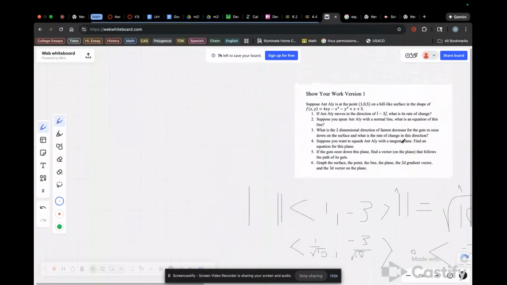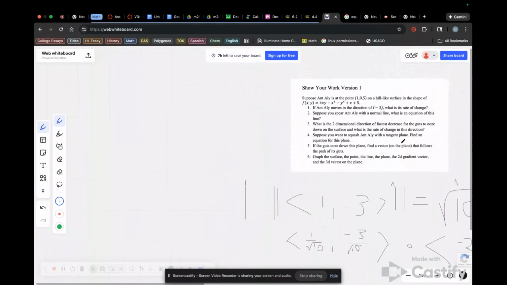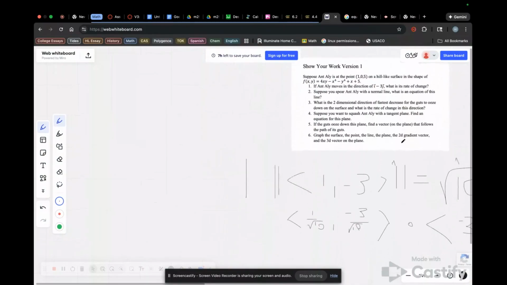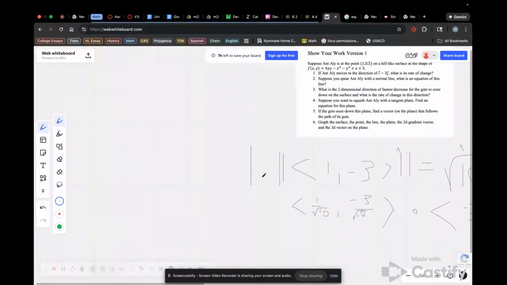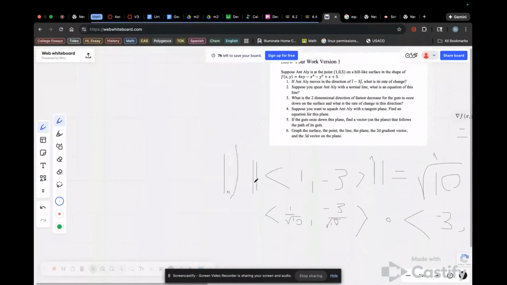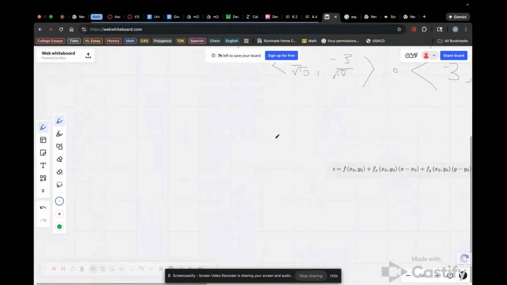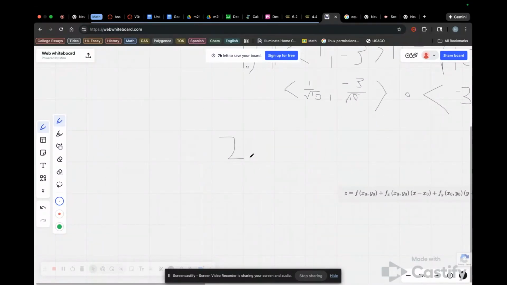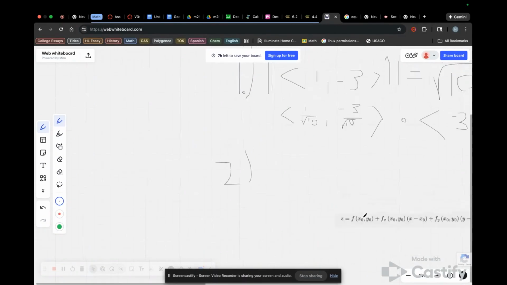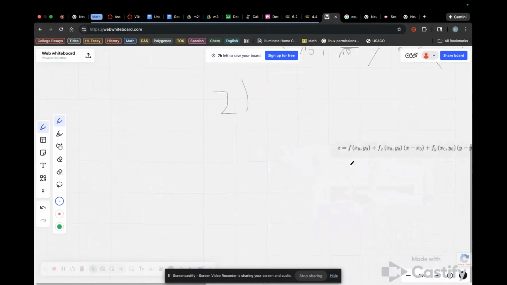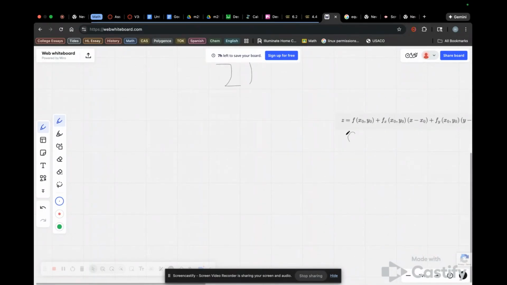All right. Now for part 2, suppose we were to spear the ant with a normal line. What is the equation of this line? We could do this by finding the tangent plane at that point, and then using that equation to get the normal vector at that point. So we have this formula to do that. We are at (1, 0), so f of (1, 0), which we know already, is going to be 5.